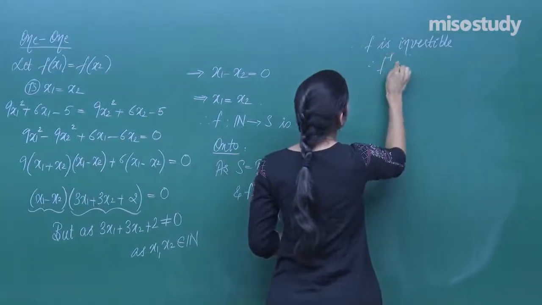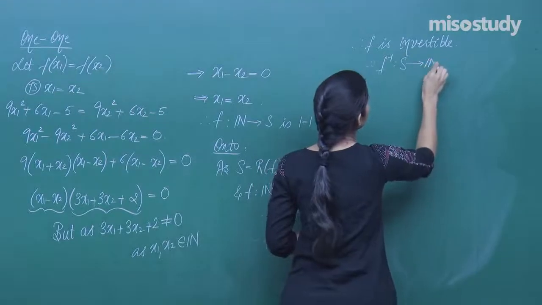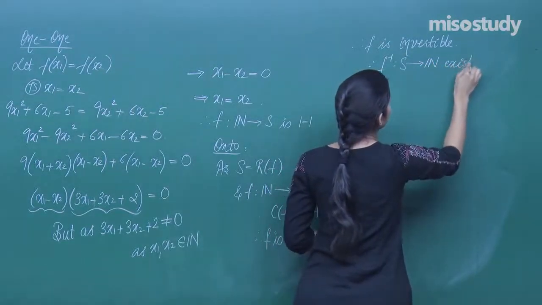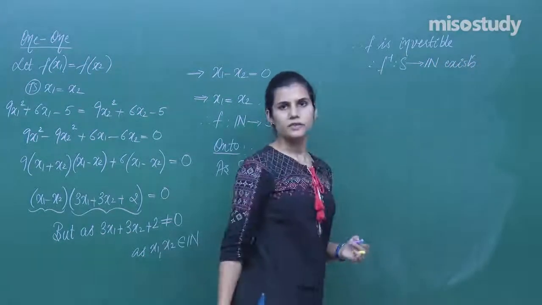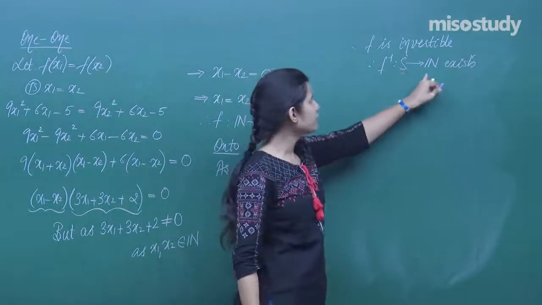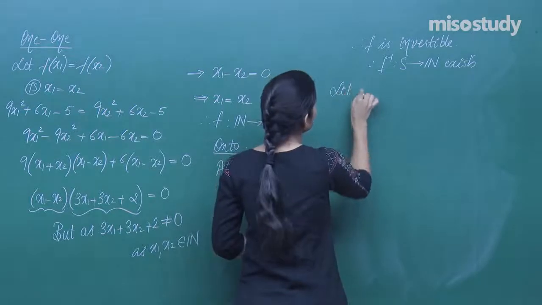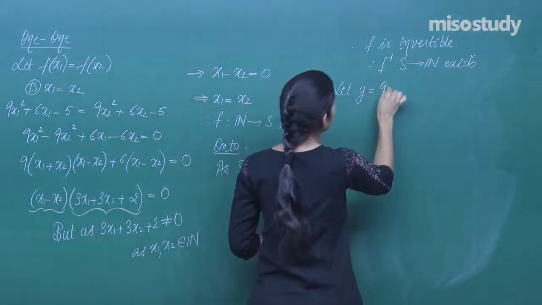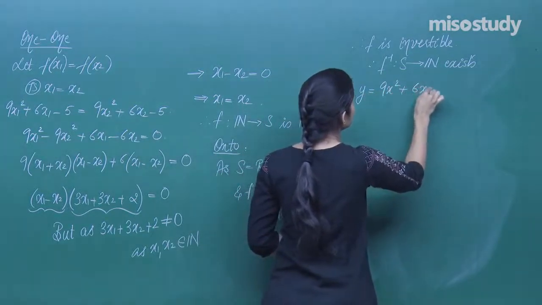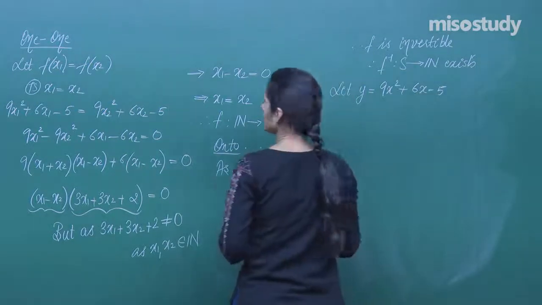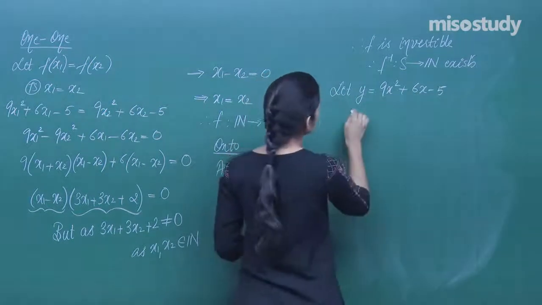Therefore f inverse from S to N exists. F was from N to S, f inverse exists from S to N, range of f to the domain of f. How to find f inverse? Let y be equal to f of x, which is 9x square plus 6x minus 5. That is the definition of f. So let y equal this.